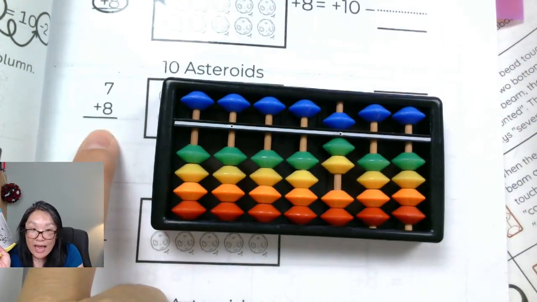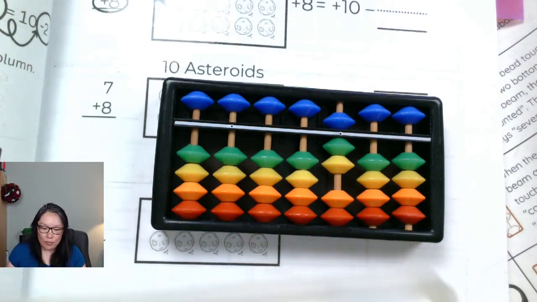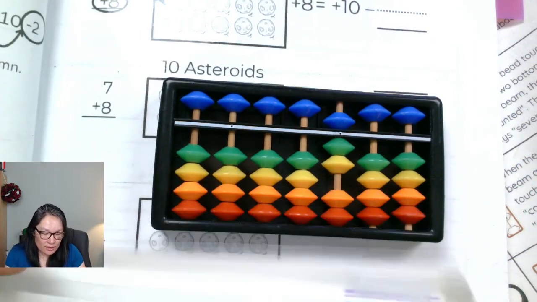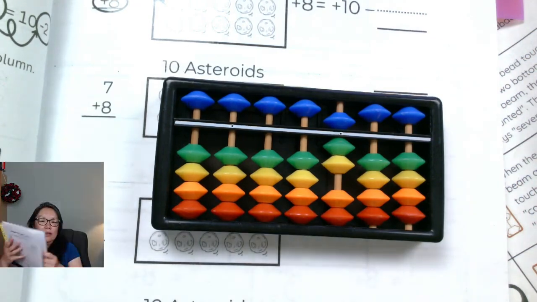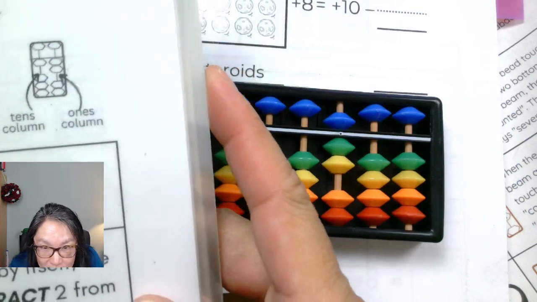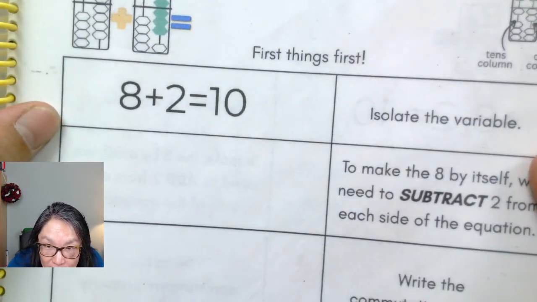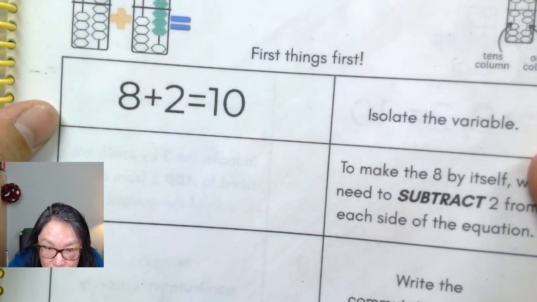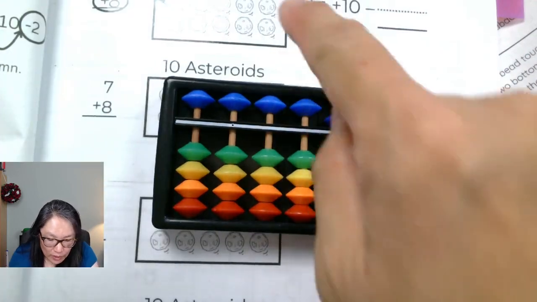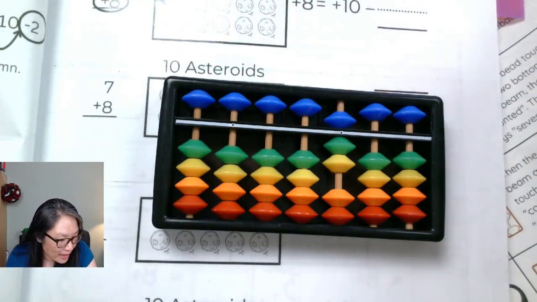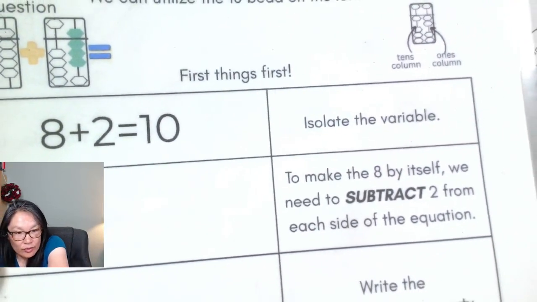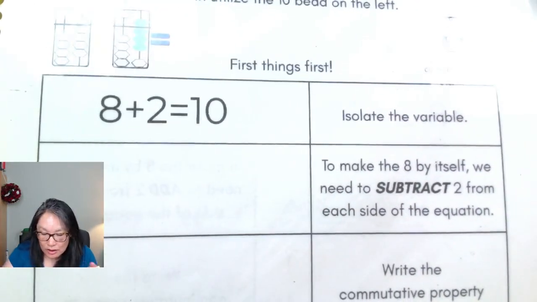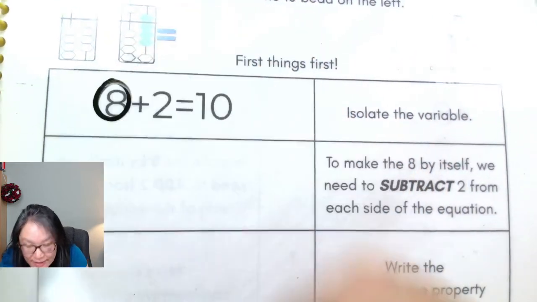Now I want to add an 8. But notice there's not enough beads to add the 8. So guess what? We know how to make a 10. To make a 10 is 8 plus 2. Well, how's that going to work? Well, we want to add an 8. When we add an 8, what are we trying to do? We're trying to isolate the variable. When we isolate the variable, we're going to isolate this 8.